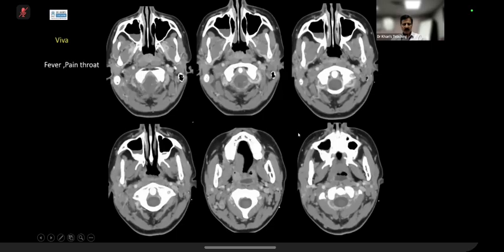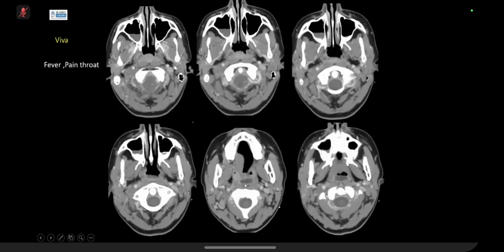Now, if you see here, again, similar to the case which you saw before, this patient had a lot of symptoms. If you look carefully, there is an enhancing lesion here, which is showing ring enhancement. This is the prevertebral muscle. So this appears to be what? What is your diagnosis? Retropharyngeal abscess. Any pertinent positives?